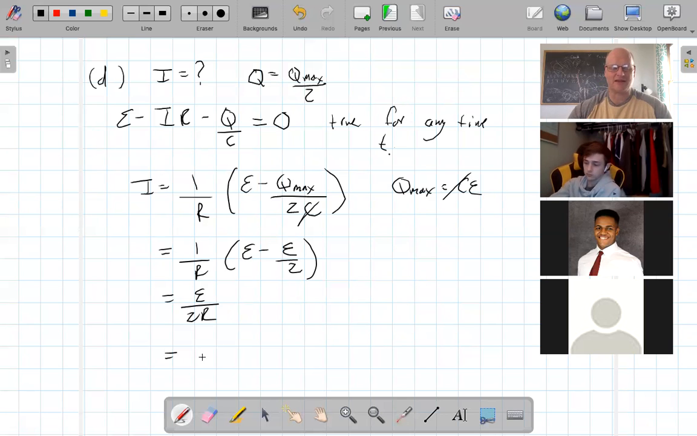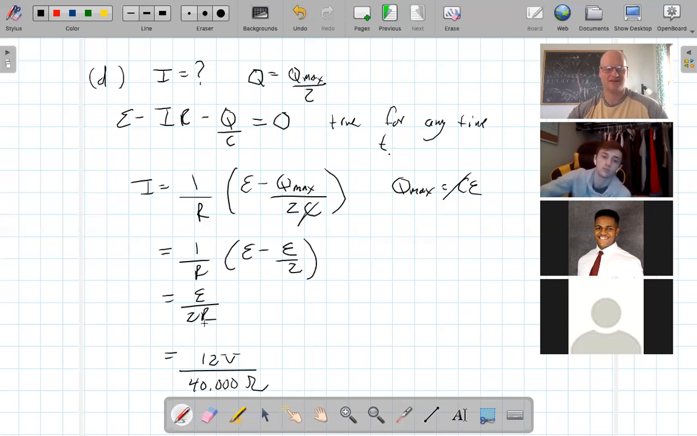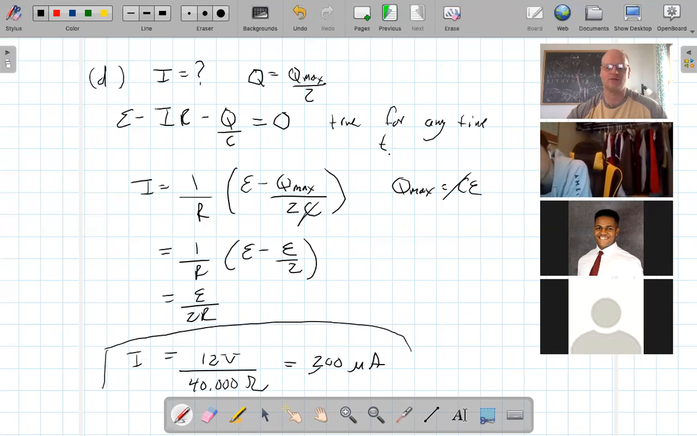So this is going to be the same thing as 12 volts divided by 40,000 ohms, right? Because the resistance is 20,000, but then multiply that by 2 gives me 40. So plug that in. In this case, this works out to be 300 microamps. So this is the current running through the resistor when the capacitor has half of its maximum charge.